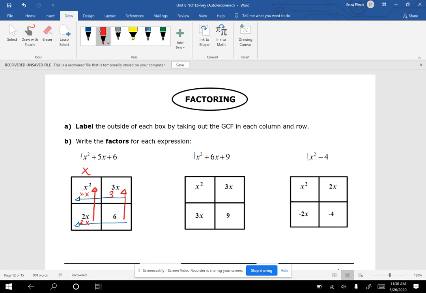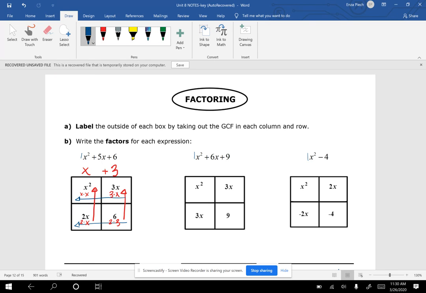Here I've got 3 times x, and 6 is 2 times 3. So what do both of these boxes have in common? They both have a 3. So I'm going to pull out the 3. And remember, we said we want to make sure we're writing our sign. It's a positive 3. So now we're going to do our rows.